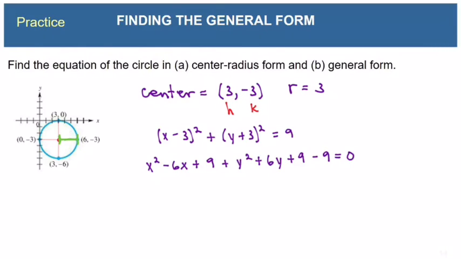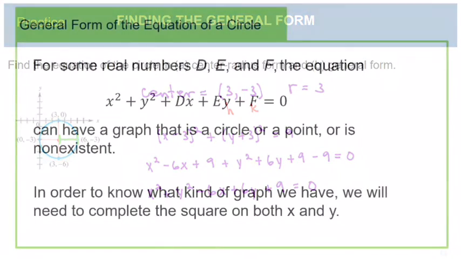Now let's combine our constants. We have a positive 9 here and a positive 9 here and a minus 9 here. So the positive 9 and the minus 9 cancel each other out, and our constant will end up being positive 9. So let's write x squared plus y squared minus 6x plus 6y plus 9 equals 0.